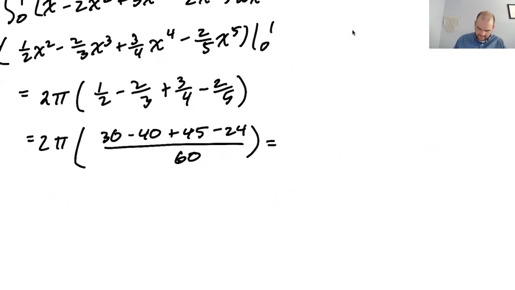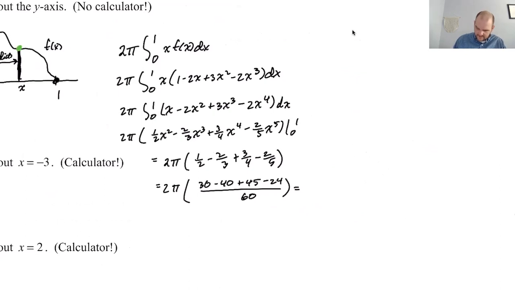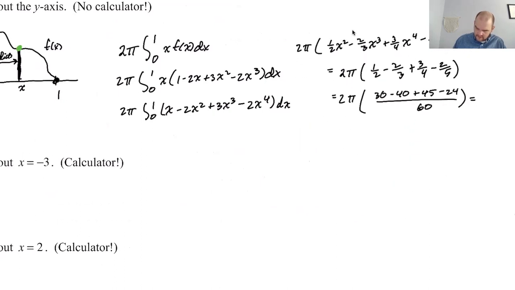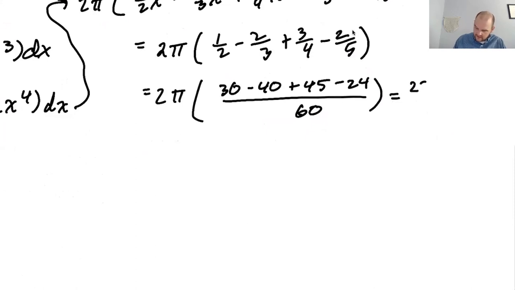I have a lot of room on the side that I did not realize that I had. I'm going to move this. Okay, and then we went up and over. So this is 30 minus 40 is negative 10, plus 45 is 35, minus 24 is 11, times 2 is 22 pi over 60, or 11 pi over 30.